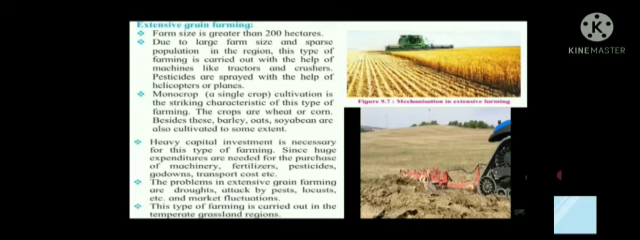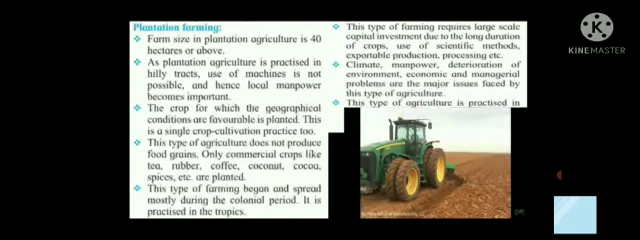Extensive grain farming. Farm size is greater than 200 hectares. Due to large farm size and sparse population in the region, this type of farming is carried out with the help of machines like tractors and crushers. Pesticides are sprayed with the help of helicopters or planes.